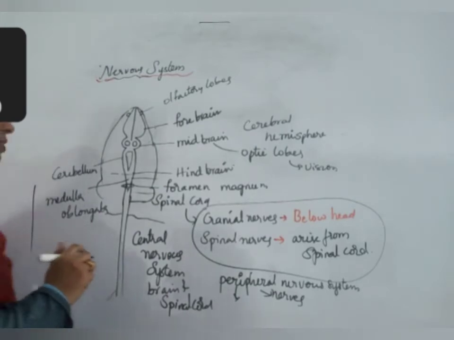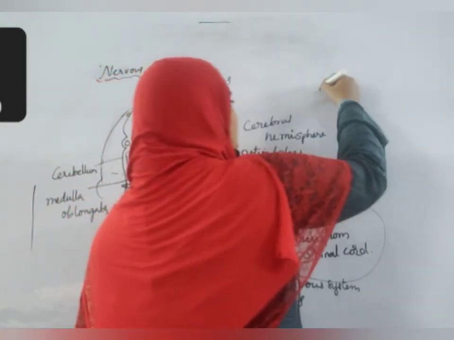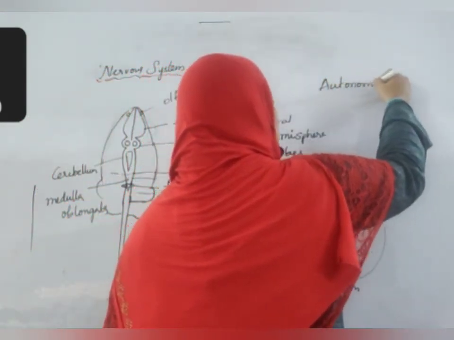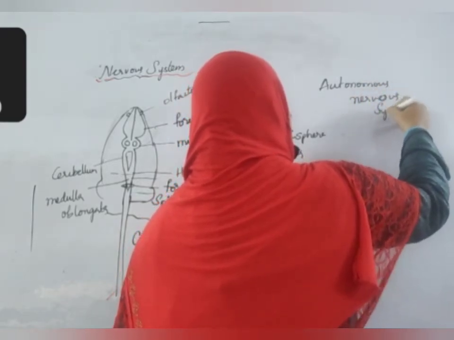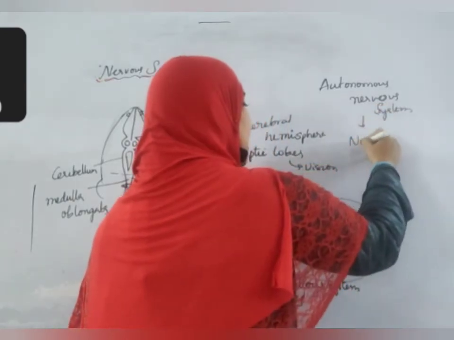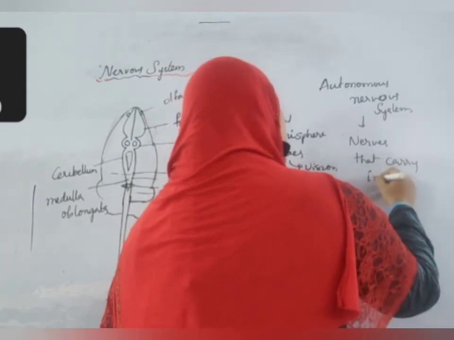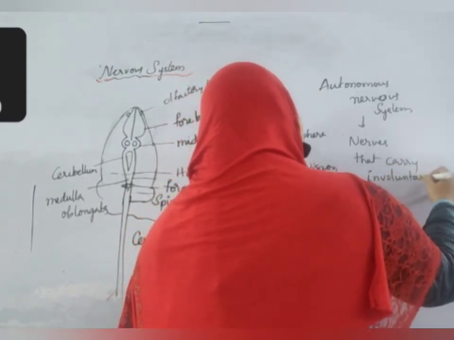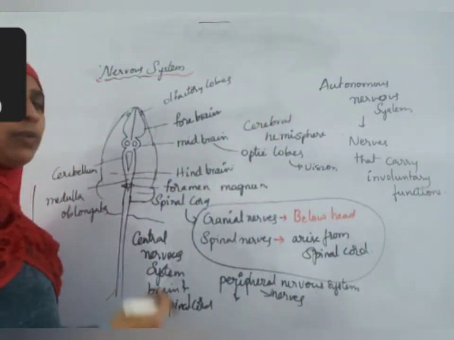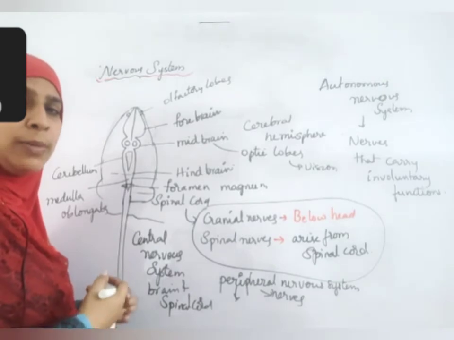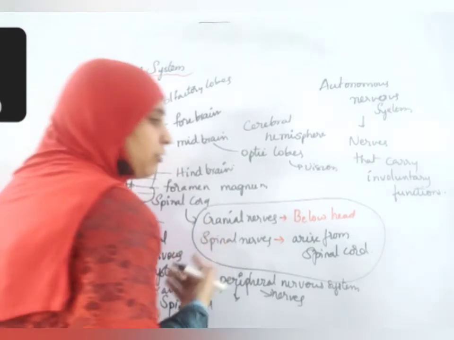Among these nerves, there are some autonomous nerves which control involuntary functions. Autonomous nervous system includes all nerves that carry involuntary functions. You know what is involuntary function? Those functions which are not under our control. They are not volunteered by us. They are controlled by our body. Such functions are called involuntary functions.